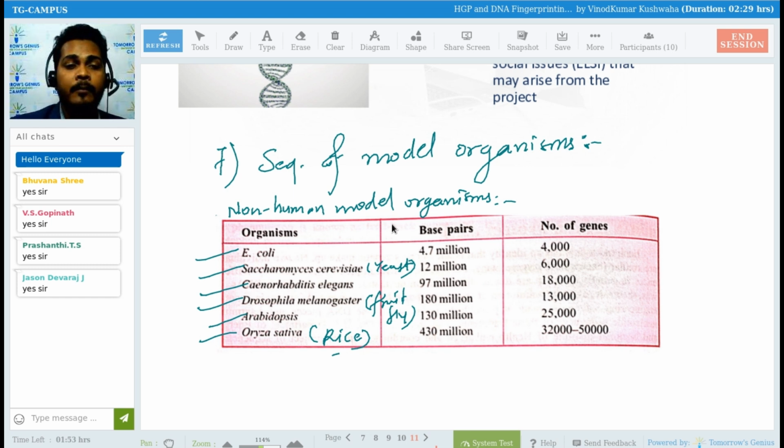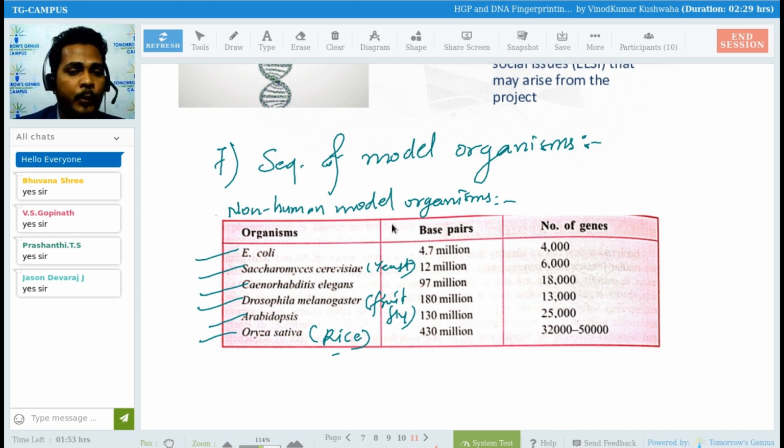Clear? So these model organisms can be used in the field of human healthcare, agriculture, medicines, right? So if we sequence the base pairs, we are able to identify the number of genes present.